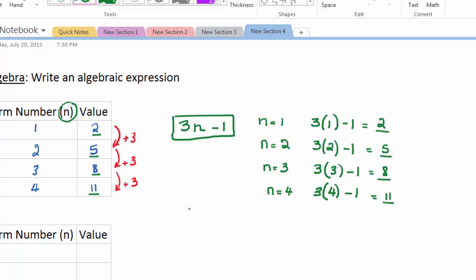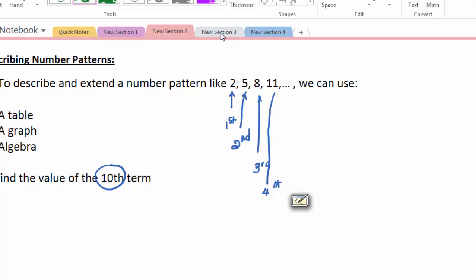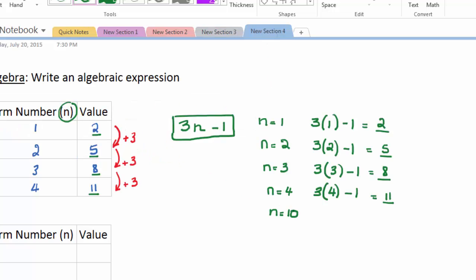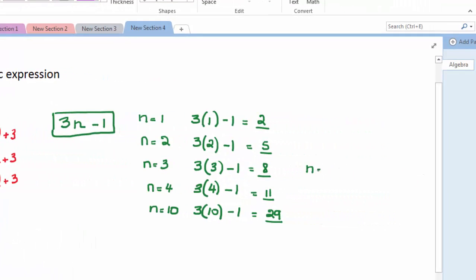At the beginning of the lesson, we were asked to find the value of term number 10. Let's check. We already have the answer from the table. If you remember, term 10's value is 29. Hopefully it's going to work here. When n equals 10, so 3 times 10 minus 1. 3 times 10 is 30. 30 minus 1 equals 29. Yes, it's the same.